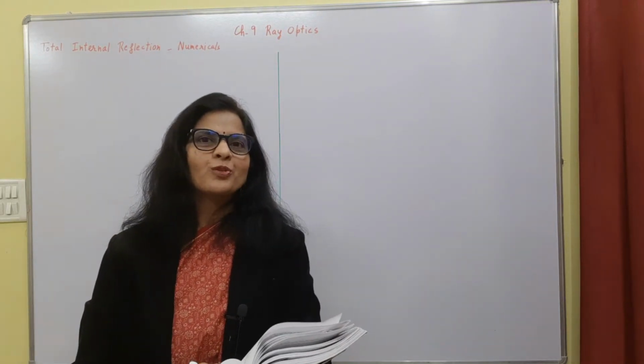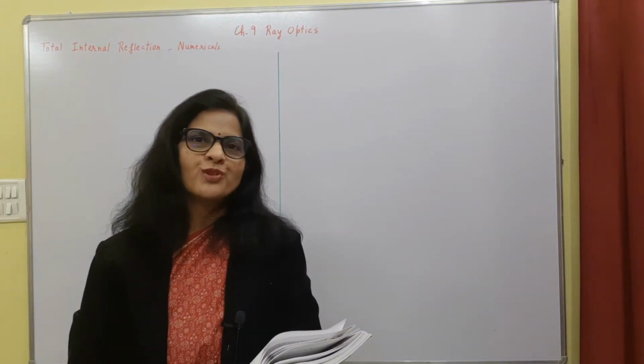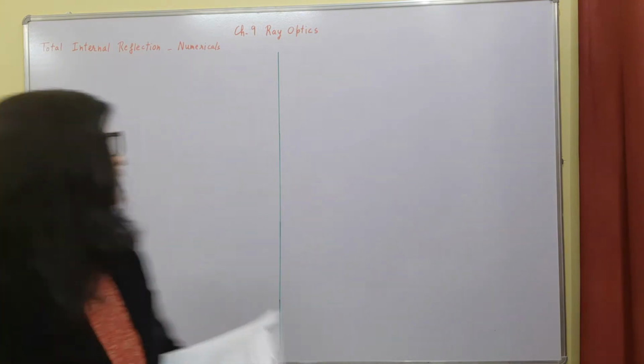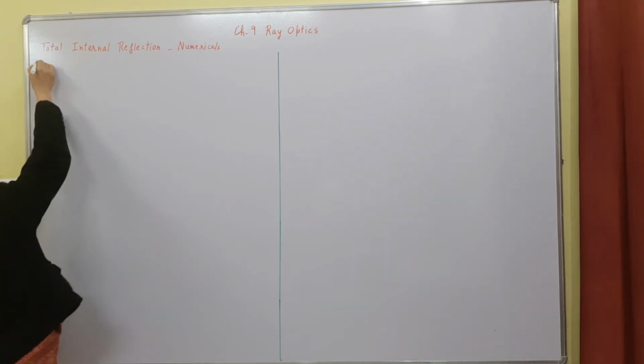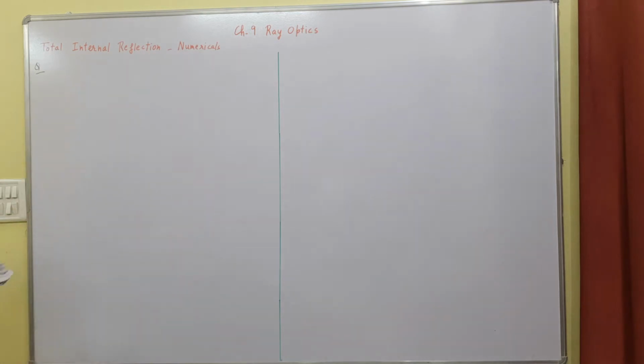Hello everyone. Today we will discuss some numericals of total internal reflection. So the first question is, a ray of light is incident normally on the face AB of right angled glass prism.